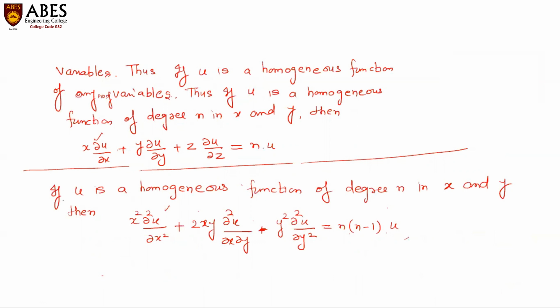Again, if u is a homogeneous function of degree n in x and y, then x square del 2u by del x2 plus 2xy del 2u by del x del y plus y square del 2u by del y2 equals n into (n minus 1) into u. Here u is a homogeneous function of degree n.